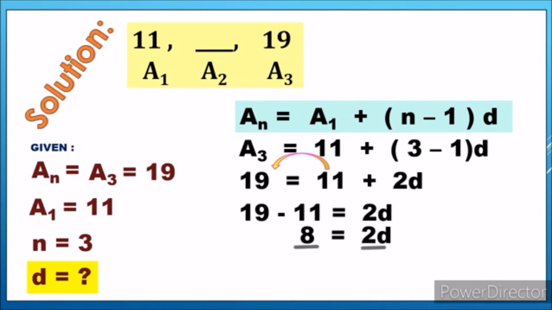Then we have to divide both sides of the equation by 2, so we can eliminate 2. 2 divided by 2 is 1, making it d, and 8 divided by 2 is 4. So the common difference is 4. To check if our common difference is correct, we can add 4 to the succeeding terms. 11 plus 4 is 15, then 15 plus 4 is 19, which is correct.